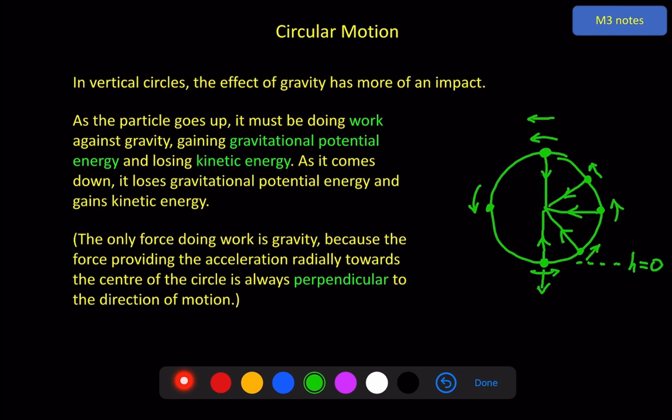One last thing with the notes is to reiterate something I've already said. At the top here, this is where the speed of the particle will be at its lowest, and at the bottom here, this is where the speed of the particle will be at its greatest.